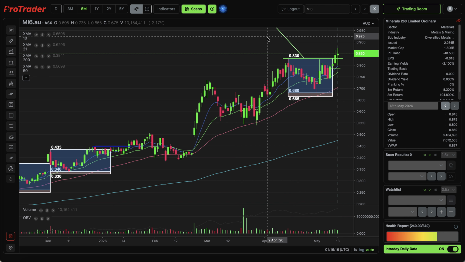All of these scans do similar things. I love trading blue sky breakouts, and all the scans find them. I'm not looking for stuff that's in downtrends.